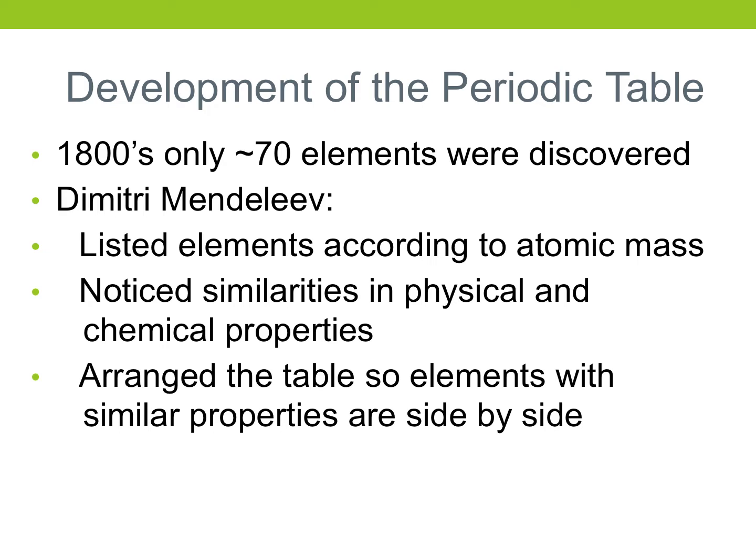In the 1800s, only about 70 elements were discovered. And so the guy who gets credit for discovering the periodic table and making the modern version is Dmitri Mendeleev. What he did is he took the elements known at the time and he started arranging them according to their atomic mass number. When he did that, he noticed that there are similarities in physical and chemical properties with those elements that are near each other on the periodic table. Okay. So Dmitri Mendeleev, he gets credit.